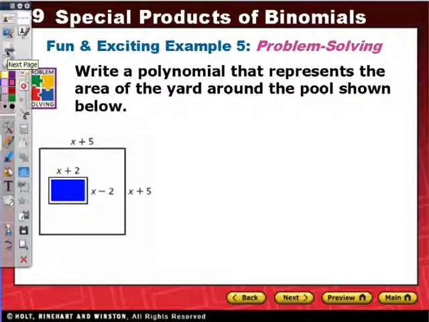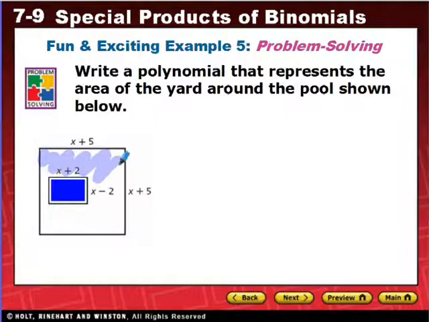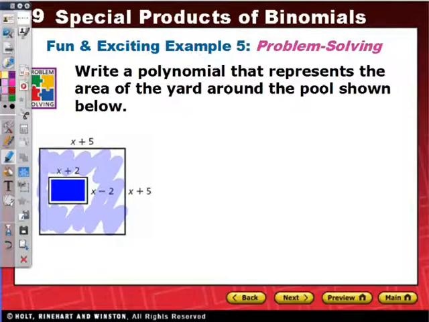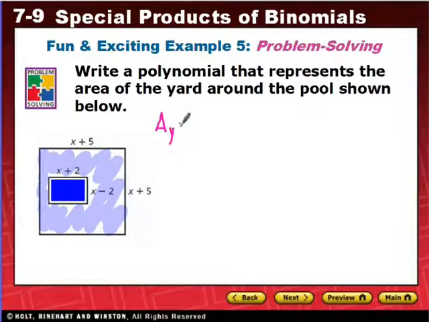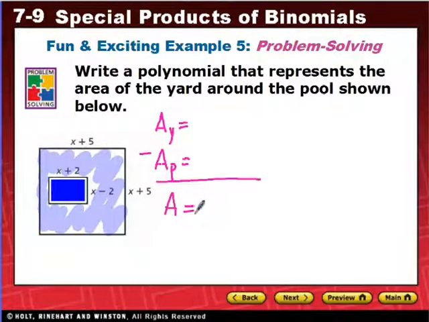Write a polynomial that represents the area of the yard around the pool shown below. So we're looking for, let's get a highlighter, this space between the big rectangle and the little rectangle, and that's going to be a subtraction problem. So we need to multiply to find the area of the yard, and we need to find the area of the pool, and then we can subtract to find the answer, which will be the area around the pool. Always make a plan first. With words, it's really helpful.